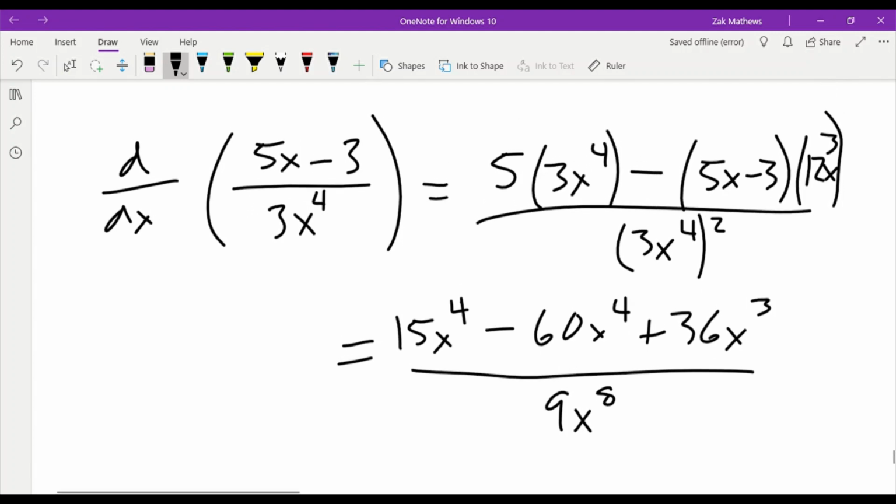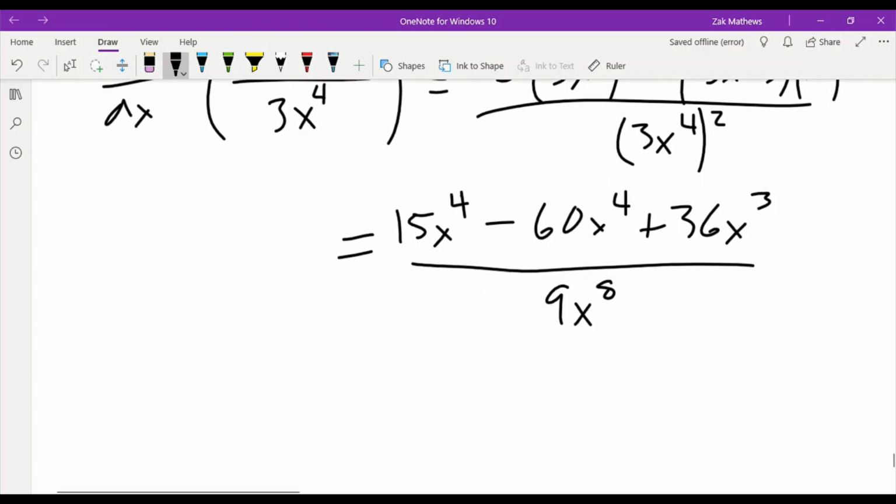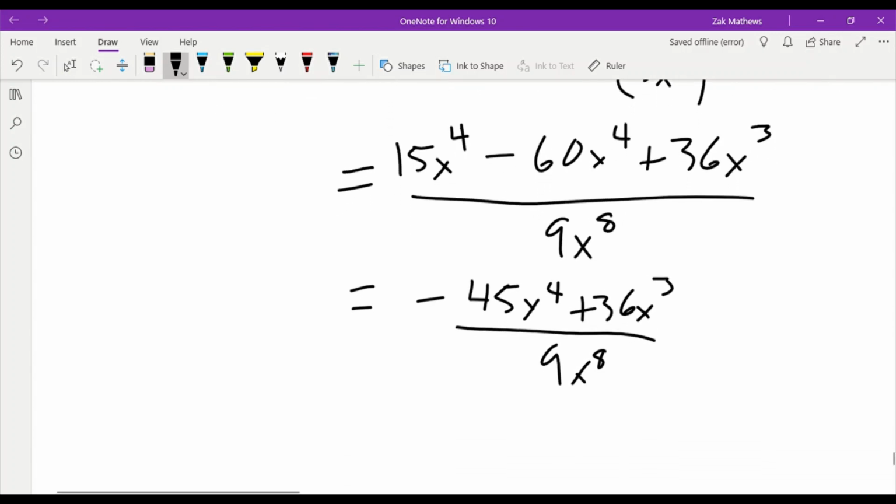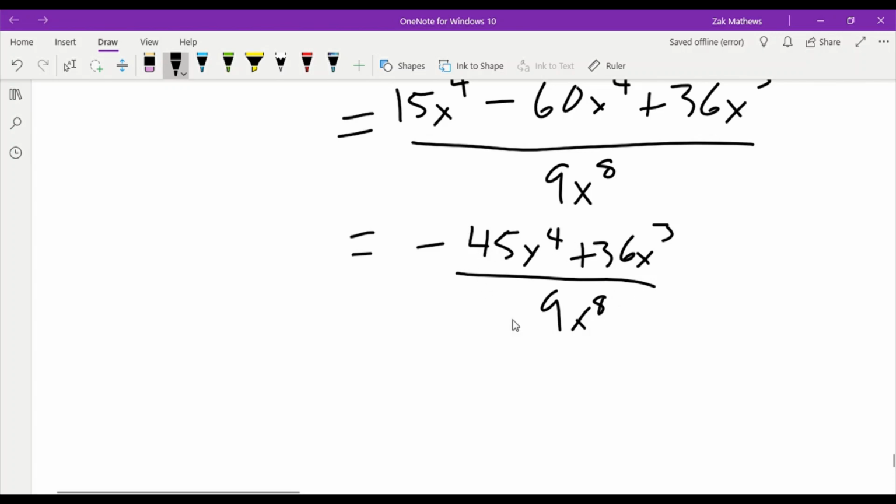So there is a little simplification that can take place now. For one, I see like terms. So I can simplify those. That would be negative 45 x to the fourth plus 36 x to the third. And on the bottom, we still have 9x to the eighth. But then I recognize too that I have some things that will cancel.